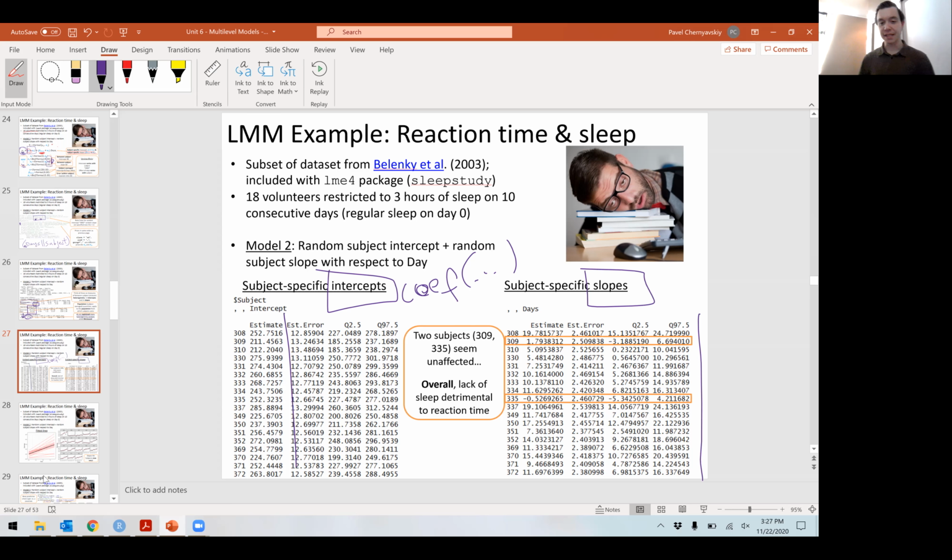There are 2 subjects that must be fighter pilots or long-distance truckers, because number 309 and 335 are unaffected. All but those 2, so 16 out of 18 volunteers, their reaction time deteriorated. Their reaction time got slower as they were sleep deprived for longer. But we had 2 subjects, 309 and 335, who were unaffected.